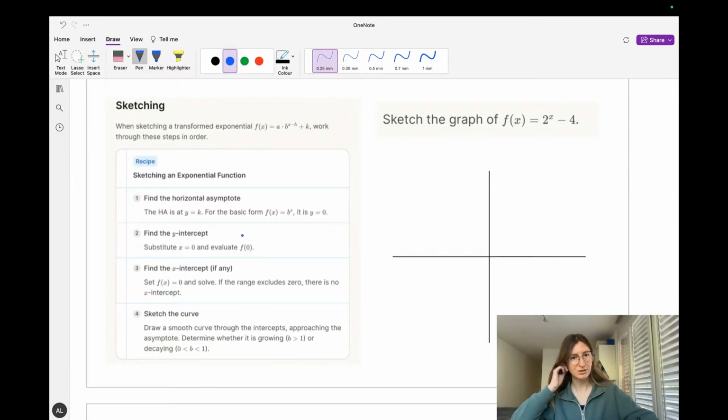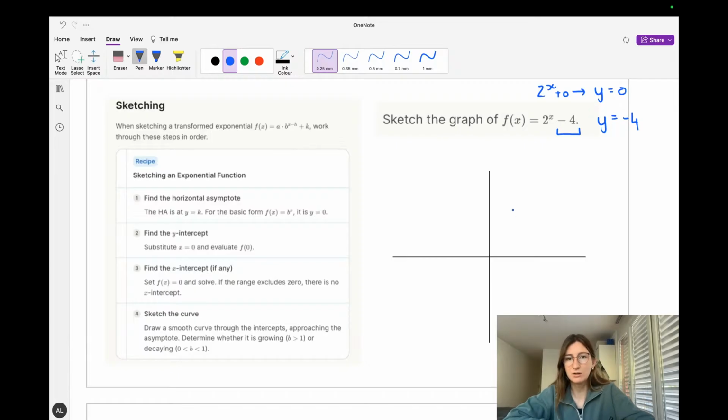All right, so if we're sketching the graph, the first thing we want to do is find the horizontal asymptote. So the horizontal asymptote, remember, if it's just this function 2 to the x, then our horizontal asymptote was y equals 0. But now we've shifted down, so our horizontal asymptote becomes y equals minus 4, because we went from 0 to minus 4 down. And shortcut, it's just whatever that number is, your horizontal asymptote. Because if you think about it, 2 to the power of x is just plus 0, so that gives you your horizontal asymptote.